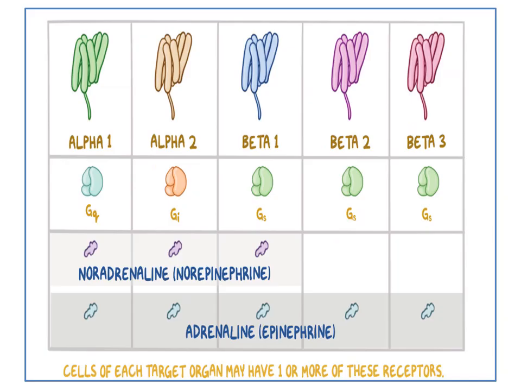This image represents what we talked about in the previous slide. As you can see, alpha 1 receptors make use of Gq, alpha 2 receptor makes use of Gi, the beta 1, beta 2, beta 3 receptors all make use of Gs.